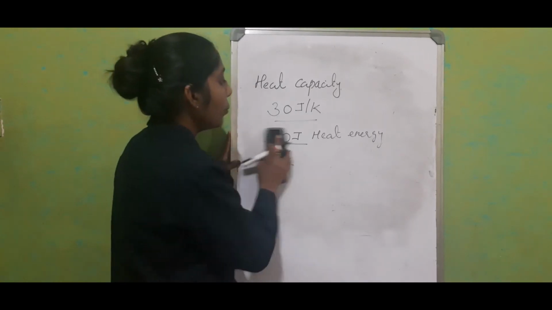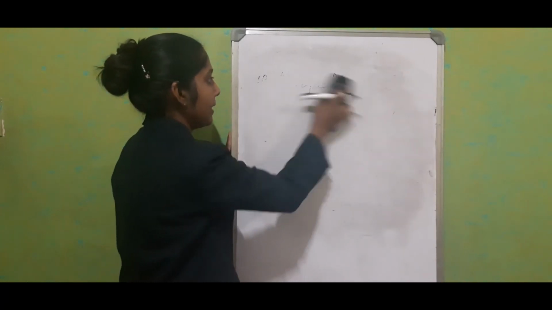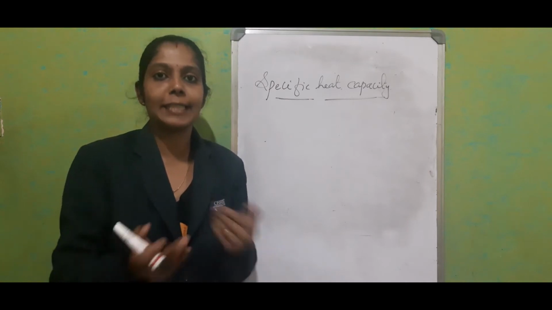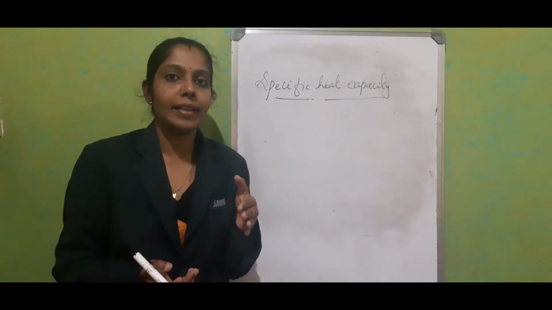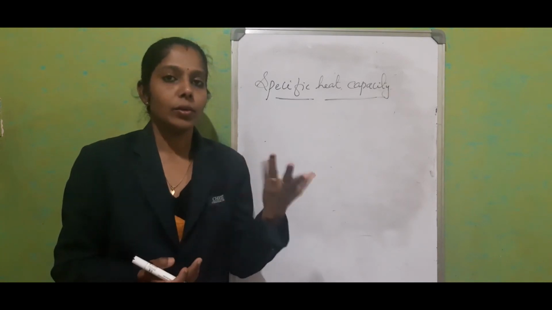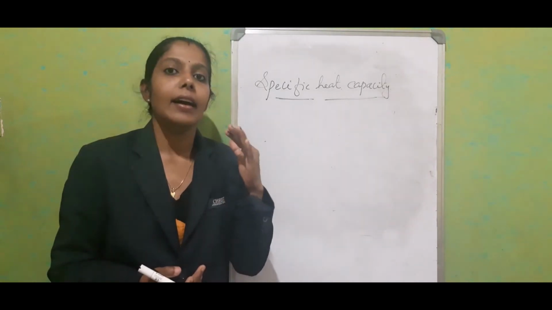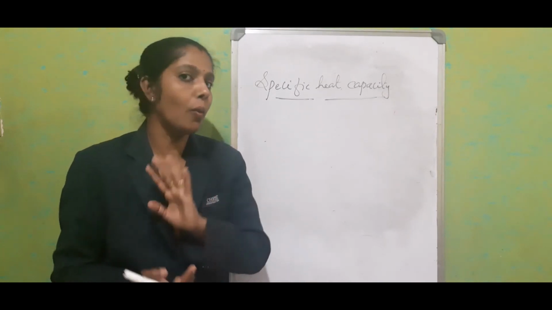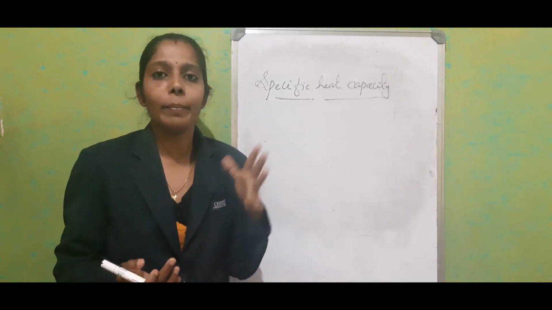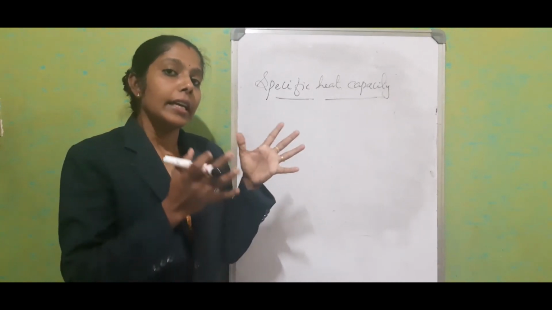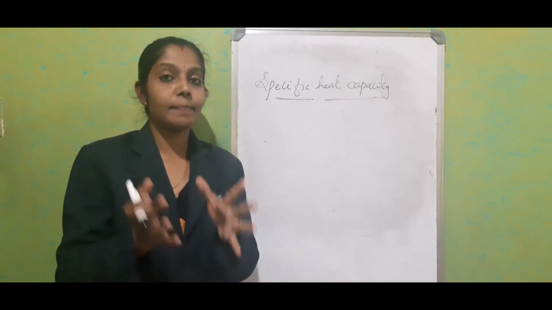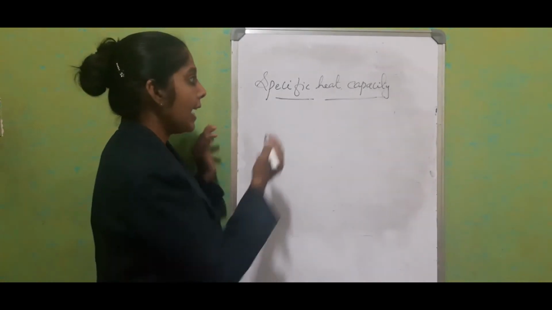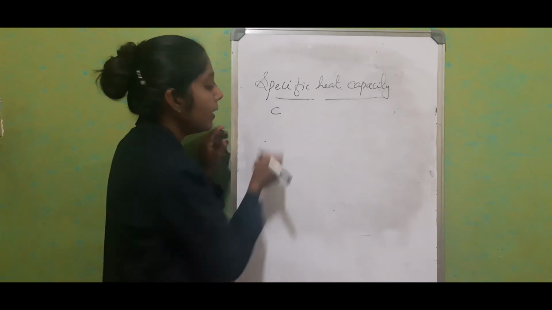Now we are going to see what specific heat capacity is. Simply, it is the heat capacity for unit mass. What was heat capacity? Heat capacity is the amount of heat energy required by a body to raise its temperature through 1 degree Celsius. It did not mention the mass. So if the heat capacity is expressed for unit mass, we call it specific heat capacity, and it is represented by the letter small c.